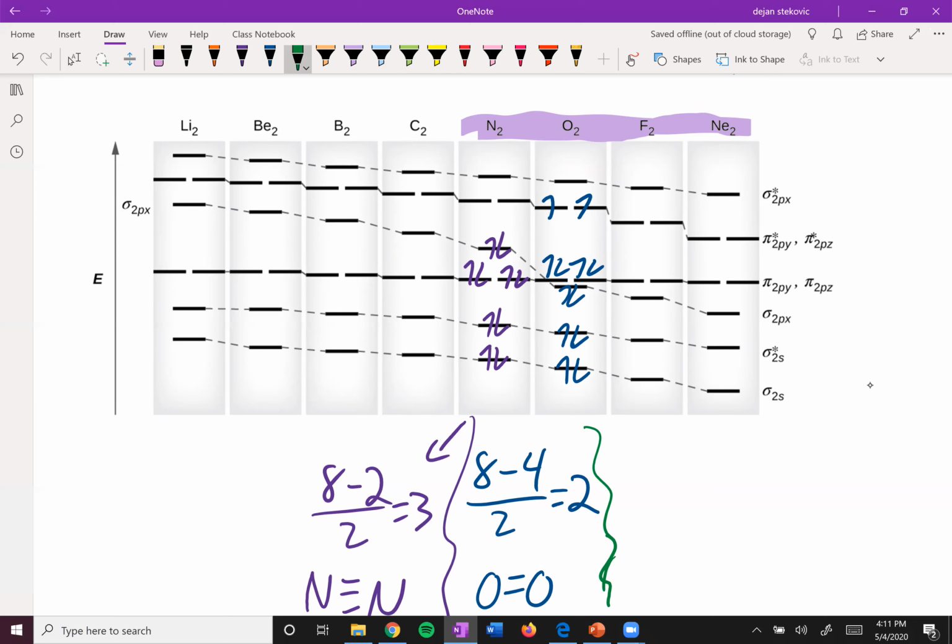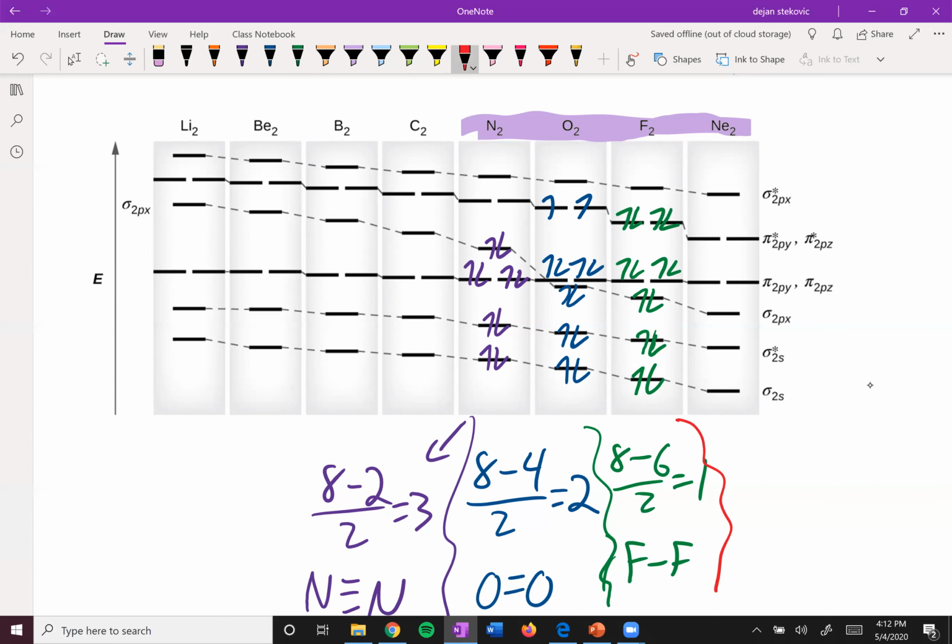Next up, F2, 7 valence electrons, so F2 would have 14. So 1, 2, 3, 4, 5, 6, 7, 8, 9, 10, 11, 12, 13, 14. And so here again we have 8 electrons in bonding orbitals. Now we have 6 in anti-bonding orbitals. We have the 4 up here, and then these 2 down here. So 8 minus 6 divided by 2 is equal to 1, and F2, of course, is a single bond.